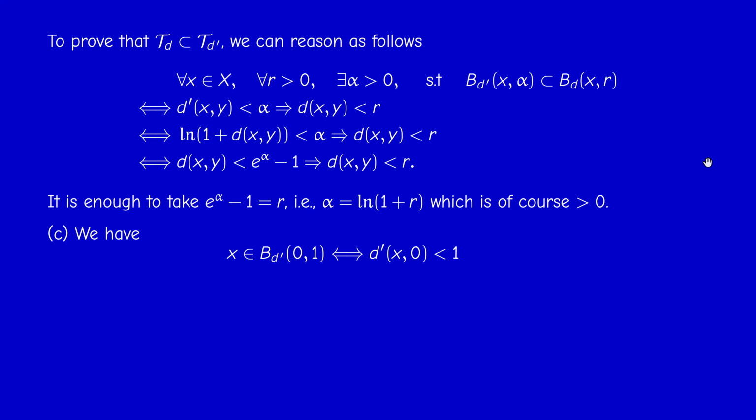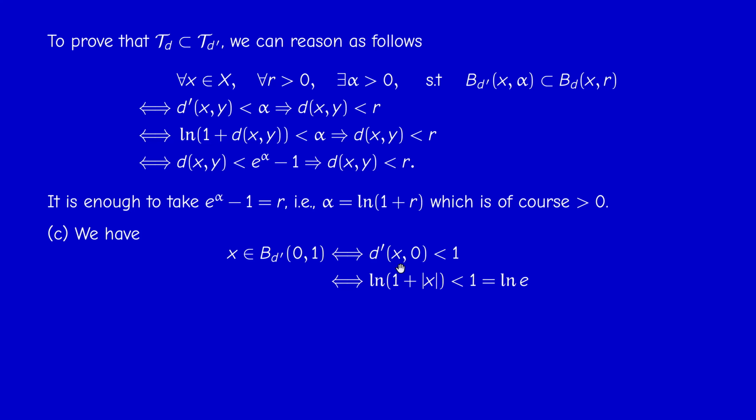Okay, last question. Very simple. We take now D to be the usual distance on R, and we have to find the ball with respect to D prime of center 0 and radius 1. So we try to see when a point belongs to the ball with respect to D prime. So a point belongs to this ball if and only if D prime of x, the distance from x to the center, is less than the radius.